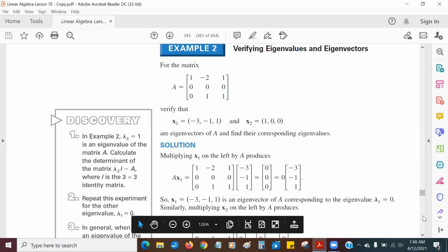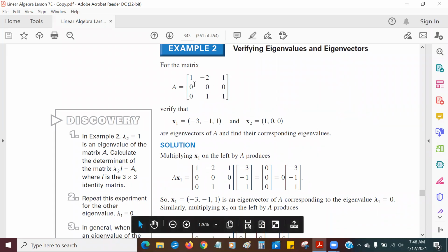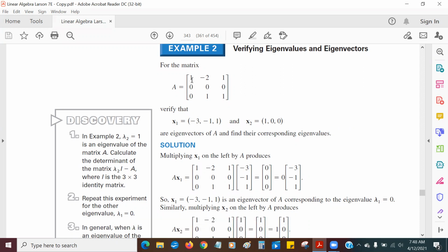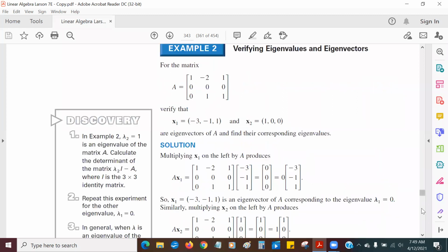So now we want to verify eigenvalues and eigenvectors. For the matrix A, now I have a 3 by 3 matrix. Notice that we're always dealing now with square matrices. A is 1, negative 2, 1, 0, 0, 0, 0, 1, 1. Now a lot of you brilliant people will recognize right away that A is not an invertible matrix, but no one ever said that A had to be. At least at this point, no one's saying anything about A being invertible.